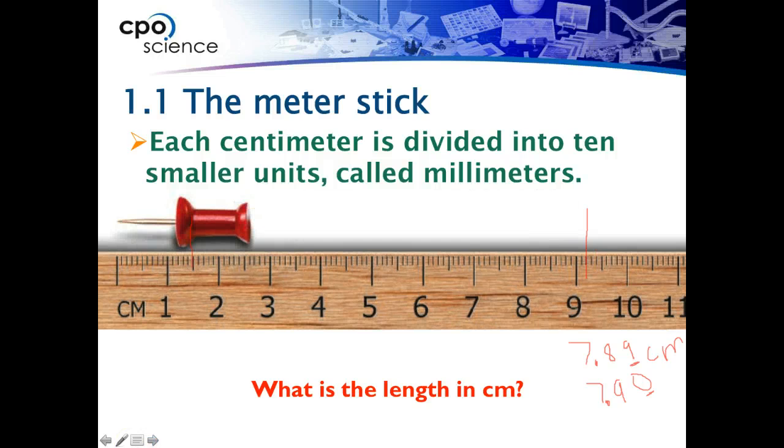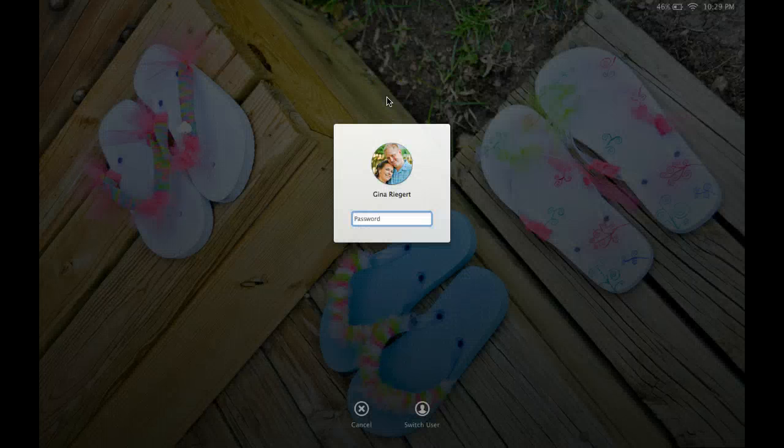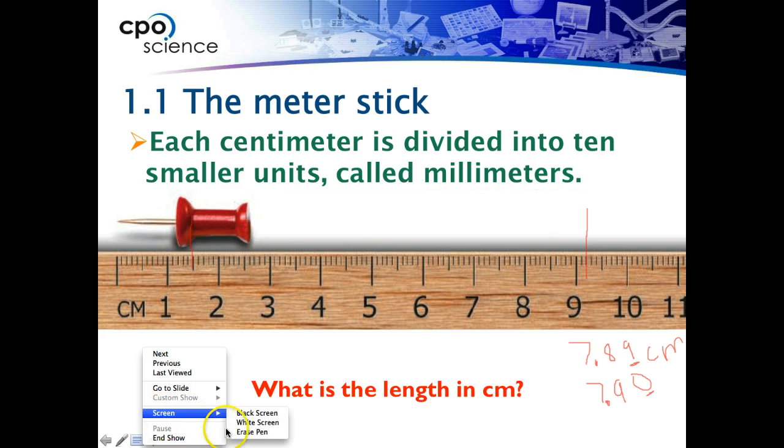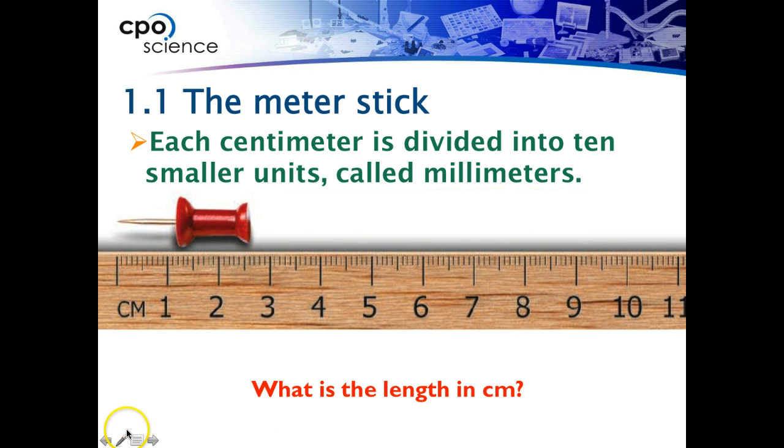All right, what is the length here in centimeters? Sorry, my computer bugged out on me there for a second. Alright, and let's click here and go screen, erase the pen. Okay, this one, the tack is lined up right at 0. Why don't you pause this for a moment and see, and I'll draw the line. We'll draw that line right there. You tell me where this is falling. How many centimeters is it?